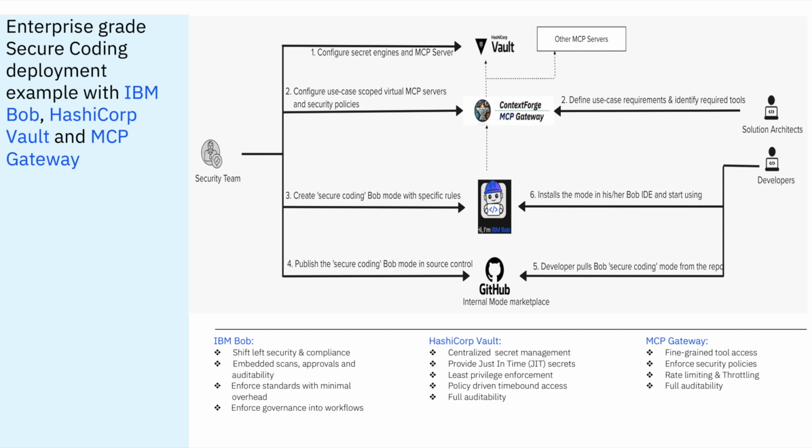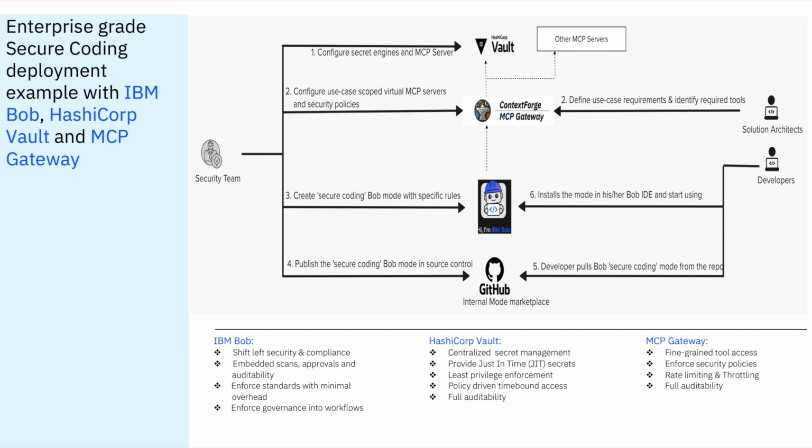Next, the security team creates a custom secure coding mode in IBM Bob. This mode embeds enterprise security rules, secret handling standards, and approved integration patterns. The mode is then published to an internal marketplace or source control repository, for example GitHub Enterprise, making it centrally managed and version controlled.